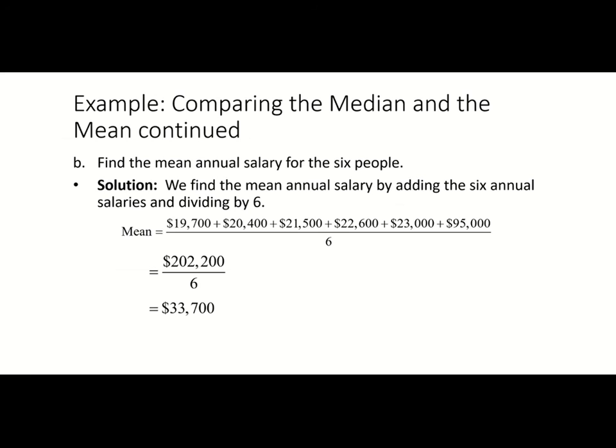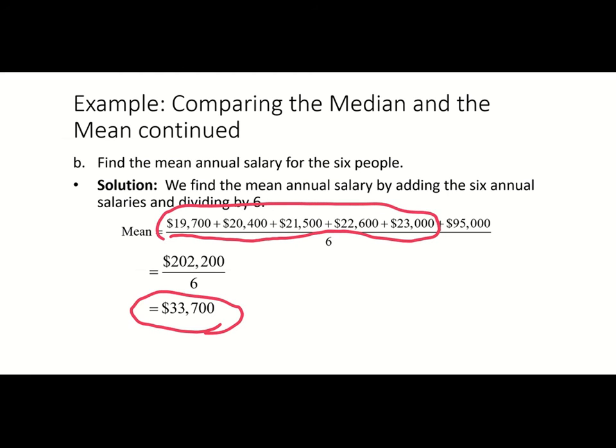Now, if we were to look at the mean for those 6 salaries, we take the 6 salaries and add them up and divide by 6. When you add them up, you get $202,200 divided by 6, and that gives us a mean of $33,700. And really, when you're looking at this, that $33,700 is not a very good representation of all of the data points, because most of them are right in that $20,000 range. There are no salaries that are $33,700 or that are that close to it.